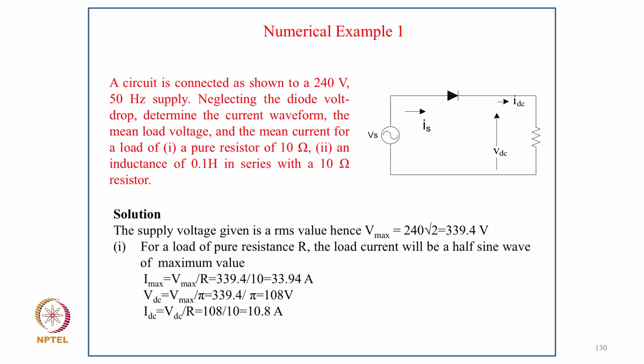Now coming to numerical example 1. A circuit is connected as shown here in the figure, 240 volt, neglecting the output. Determine the current waveform, voltage and the mean value of load current, for a pure resistive load of 10 ohm, and an inductive load of 0 in series with the 10 ohm. The supply voltage is given as RMS, so V max equal to 240 into root 2, that is 339.4. For a pure resistance load, the load current will be half wave rectified, so I max equal to V max upon R, that becomes 33.94 ampere, and VDC equal to V max upon pi, so it becomes 108 volt, and IDC equal to VDC upon R, that becomes 10.8 ampere.